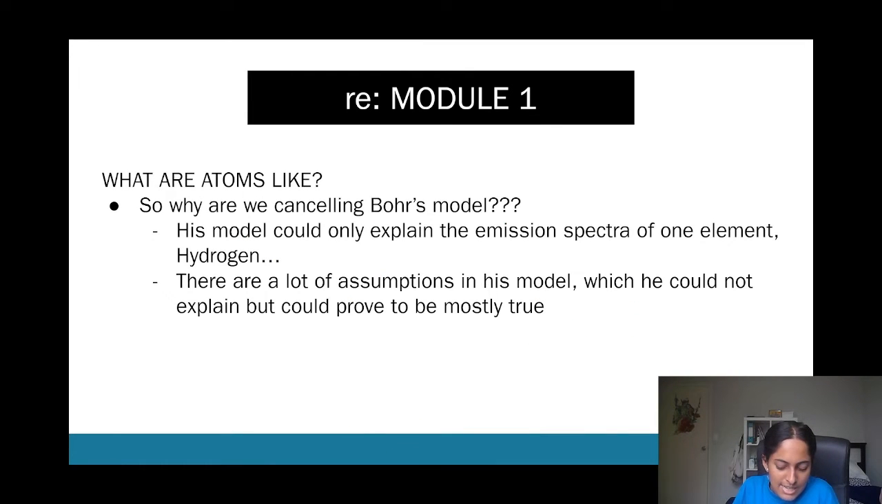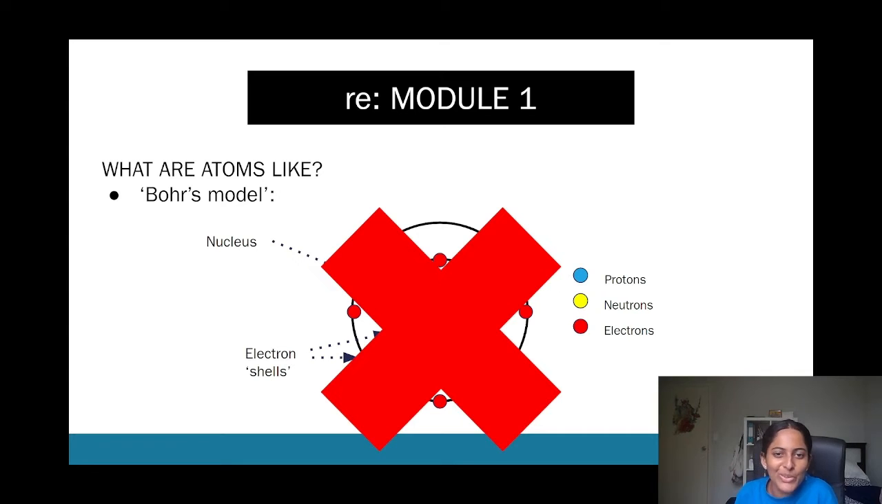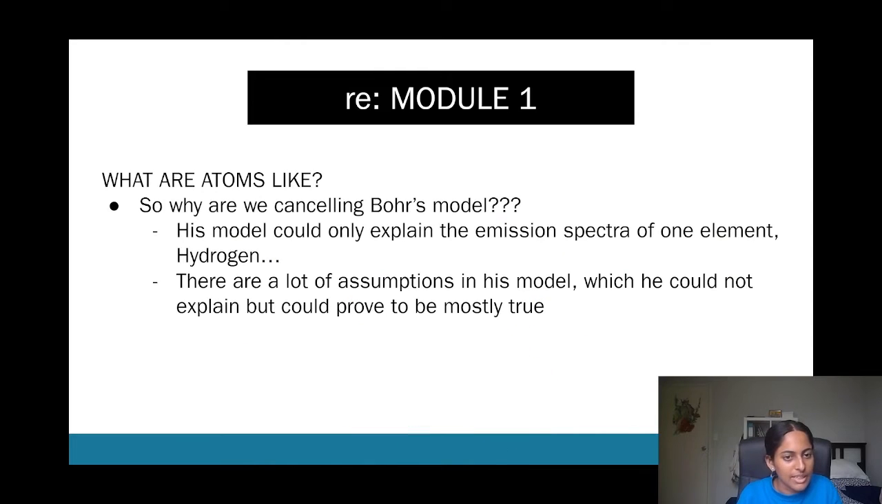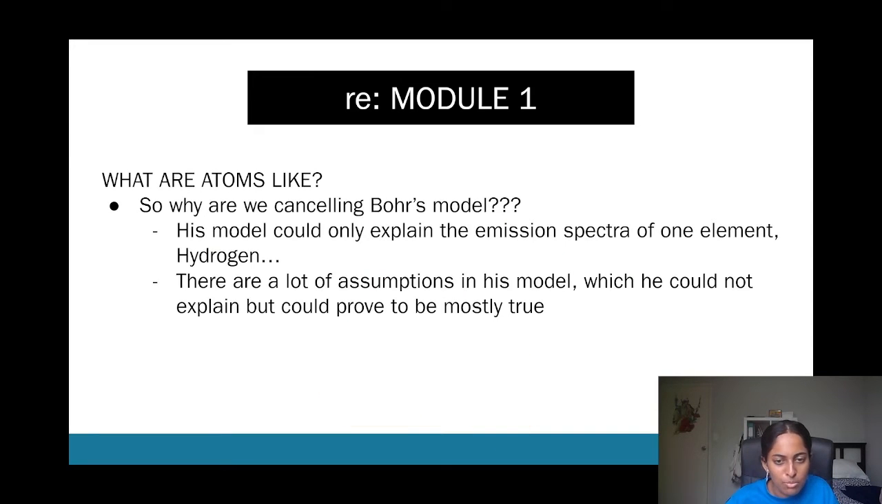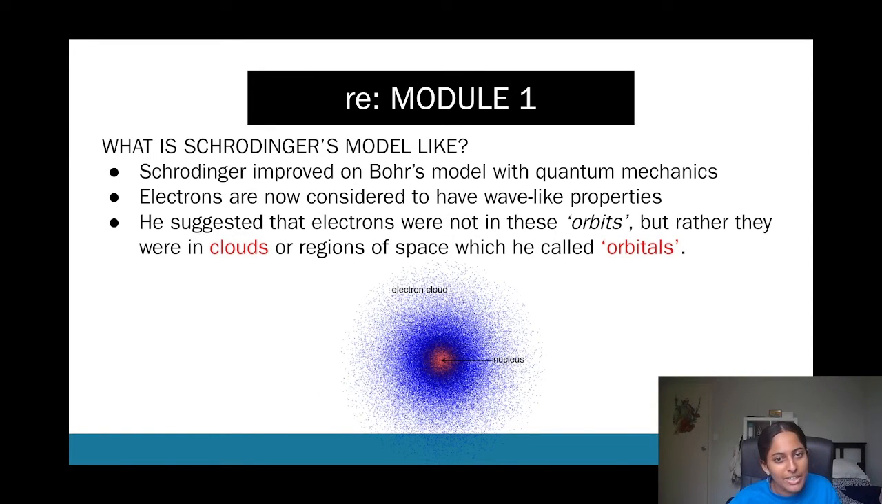But Bohr's model is not the model that we look at in year 11 anymore. We look at something completely different, called Schrodinger's model. The reason we're moving on from Bohr's model is that it doesn't really explain emission spectra. It only explains the hydrogen atom, it doesn't explain other atoms, and it's outdated in terms of how atoms work. So no more Bohr model. We look at Schrodinger's model.